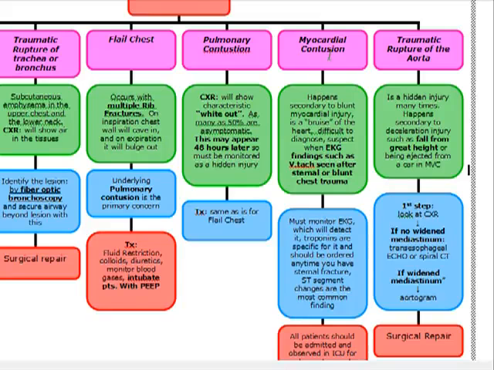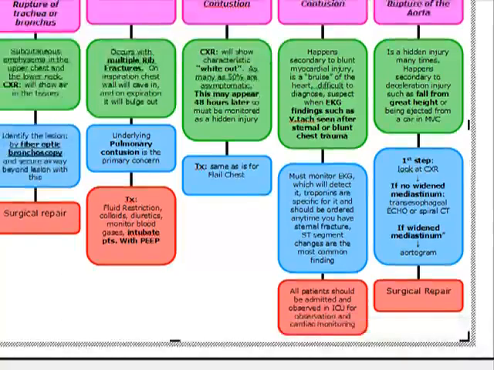Myocardial contusion, chest trauma: it's going to happen secondary to blunt chest trauma, and it's difficult to diagnose, but if we see EKG findings after the blunt chest trauma, we're thinking myocardial contusion. Our main thing to treat these patients is whatever this EKG finding is, we want to treat that.